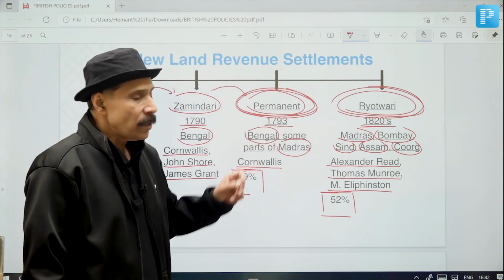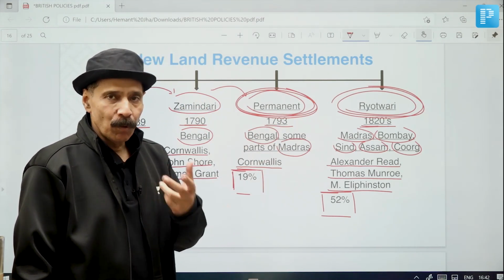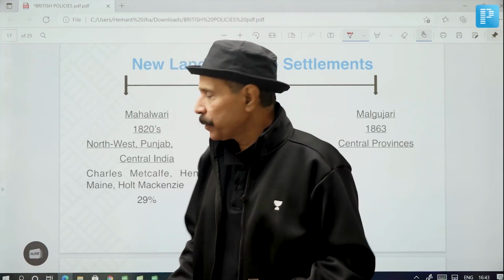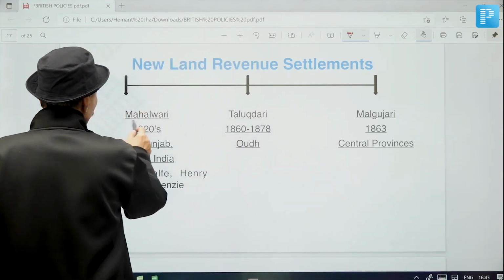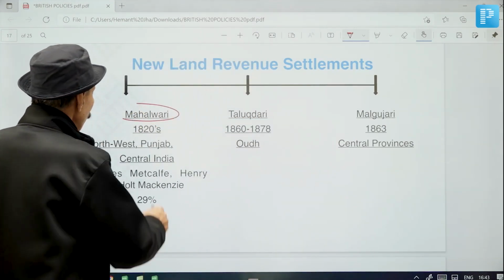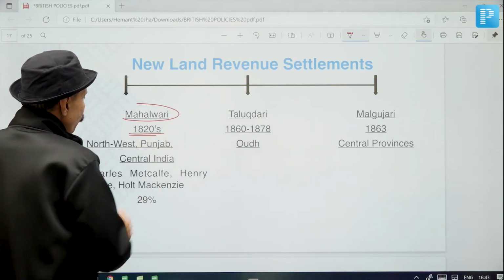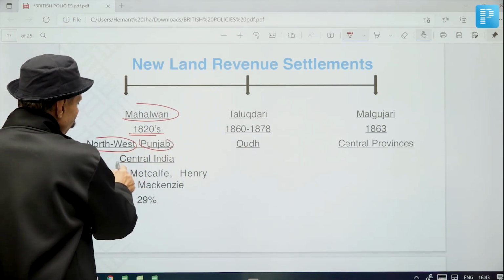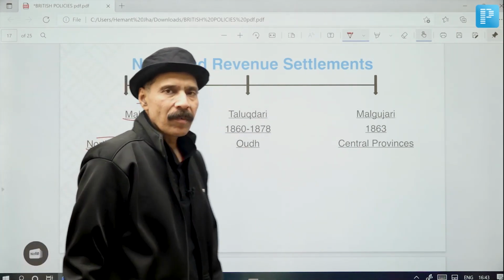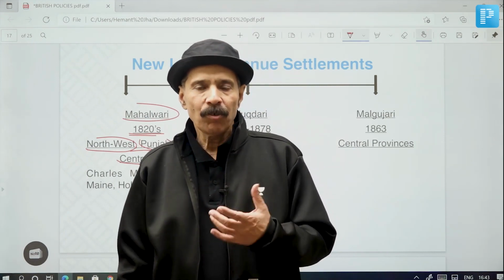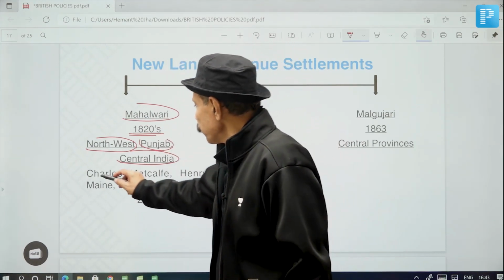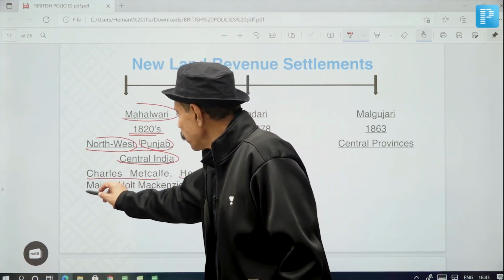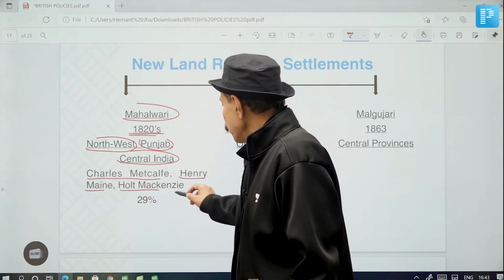And 1820s, the British introduced one more new system. Take a look. And this one is Mahalwari. As I have said, Mahalwari also introduced in 1820s, but in different regions. Northwest, Punjab, and Central India. The men who were associated with this system were Charles Metcalfe, Henry Maine, and Holt Mackenzie.